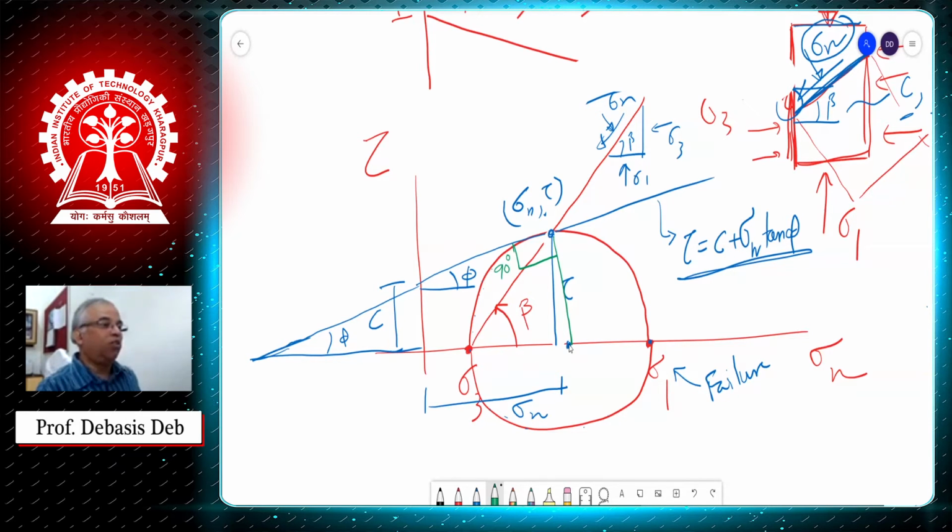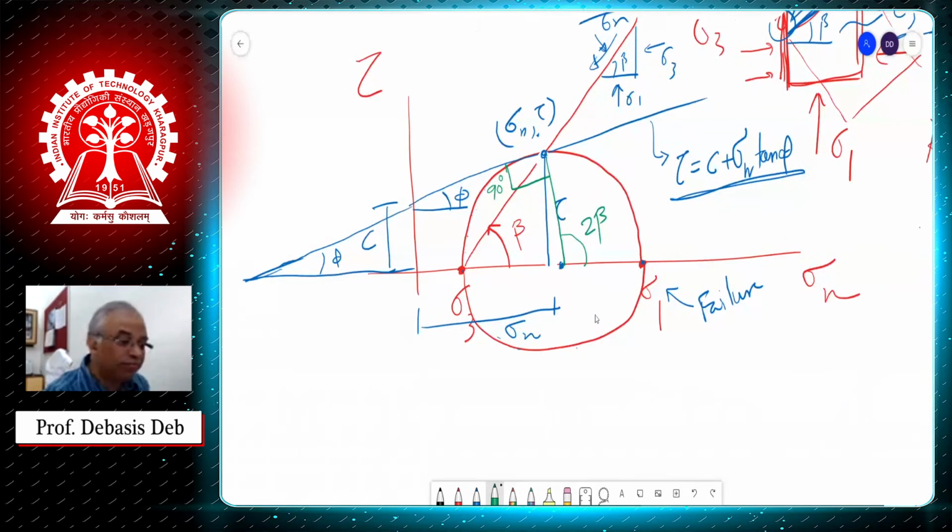Okay. Now, can anybody tell me what is the value of this angle? 90 plus alpha. Phi, sorry. It is 2 beta, right? Do you agree or not? Because this is also beta, isn't it? This is also beta, because these two are radii. So if this is beta, this is also beta, so this is 2 beta. So I think somebody says this 2 beta will now be 90 degrees plus phi.